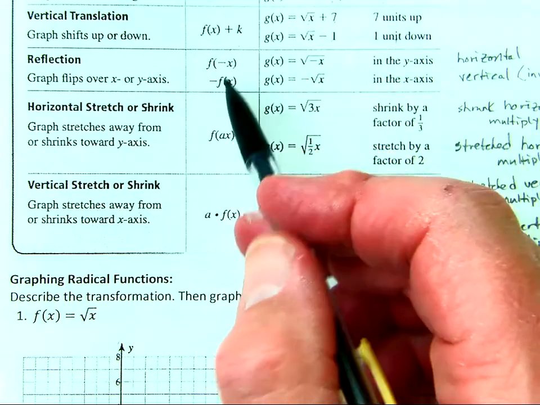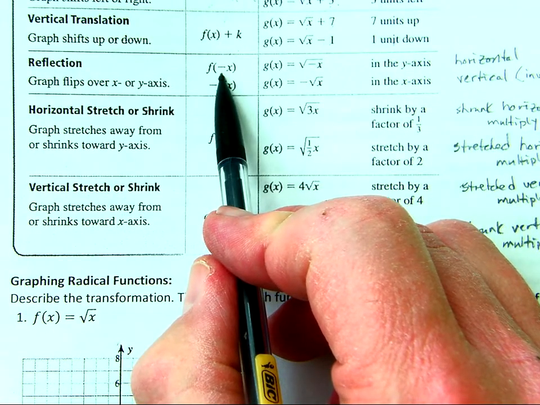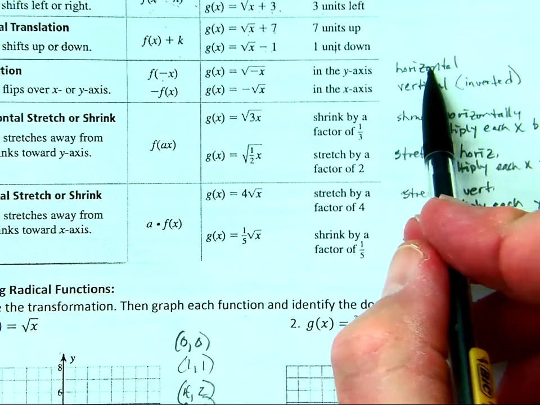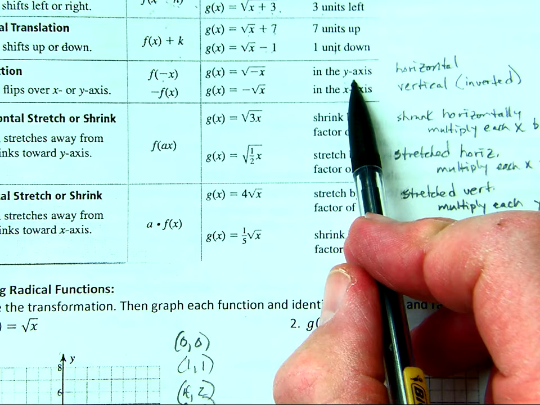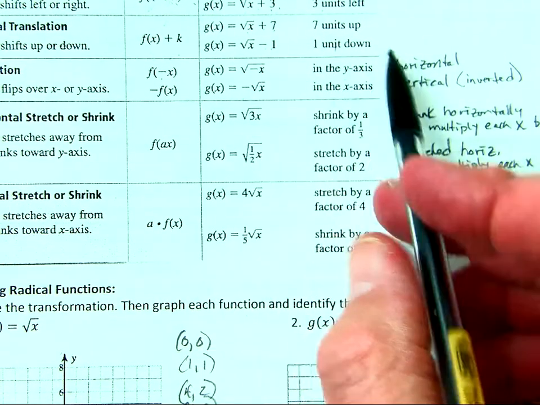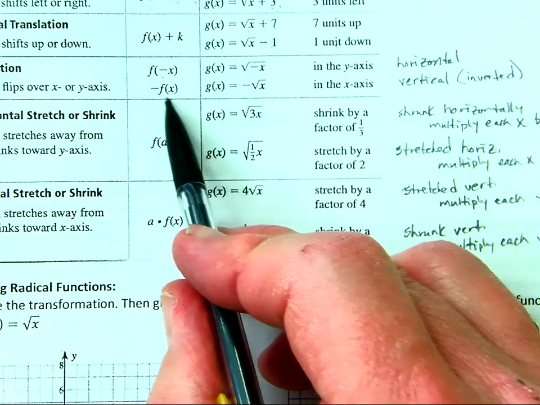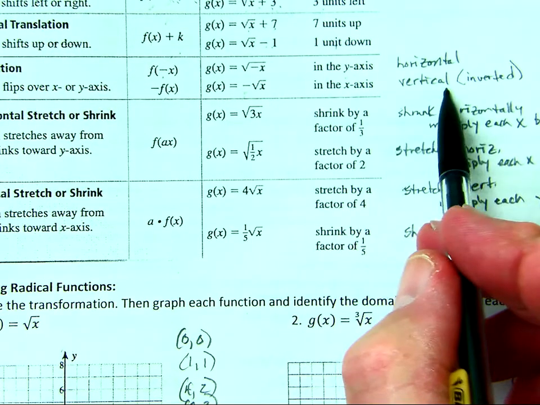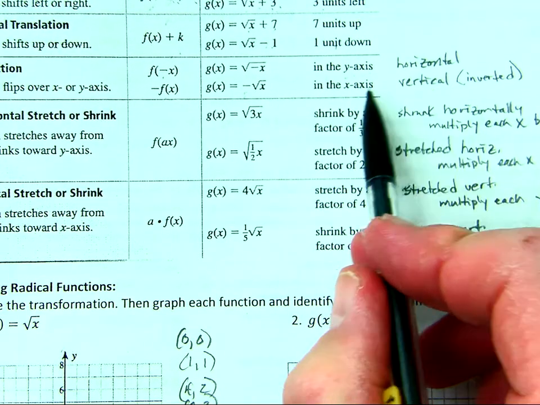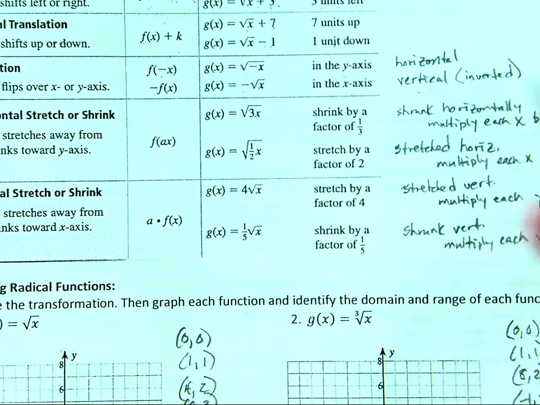Then if there's negatives in there, if the inside has a negative x, remember anything on the inside is horizontal, so that's flipped horizontal, so it's reflected in the y-axis, so it's flipped sideways. You change the signs of all of the x coordinates. Now notice if there's a negative on the outside, again, anything on the outside has to do with y, that's reflected vertically. So it's reflected in the x-axis. So you change the sign of all the y coordinates. So it's inverted.